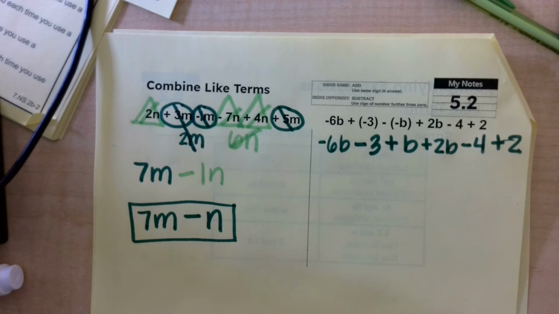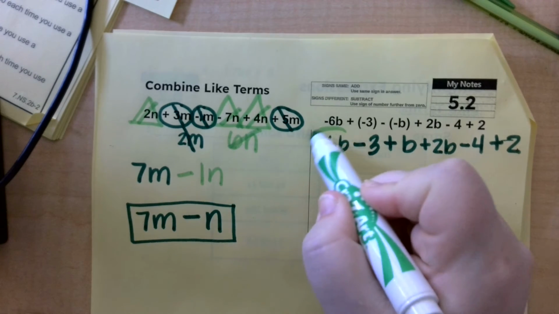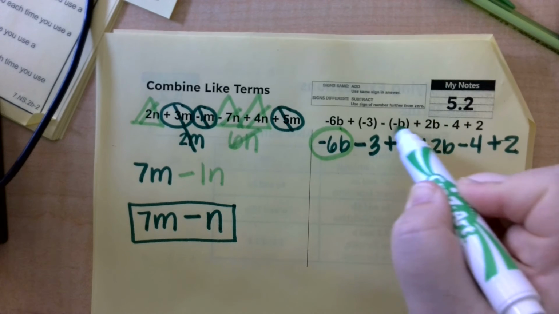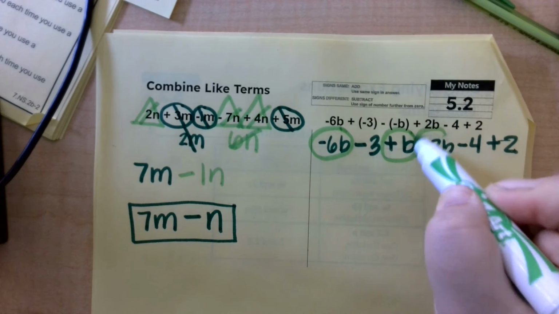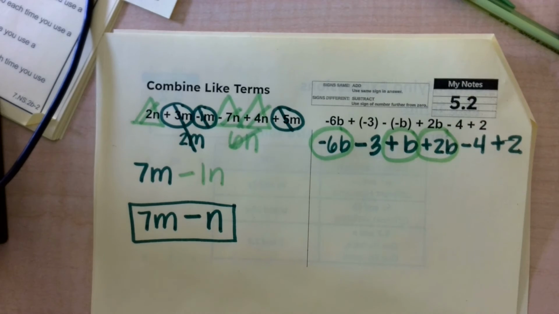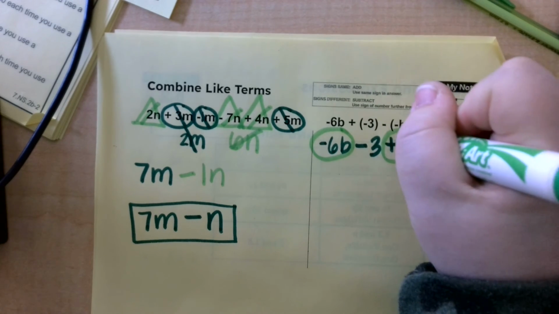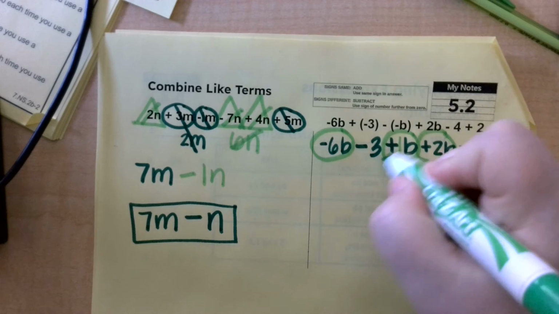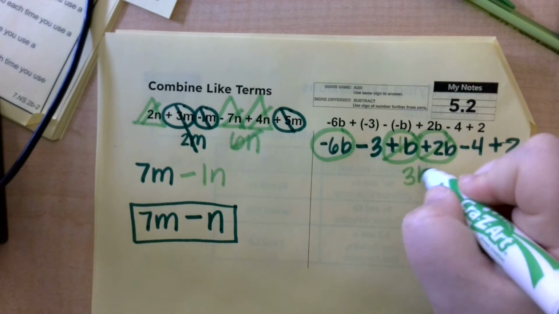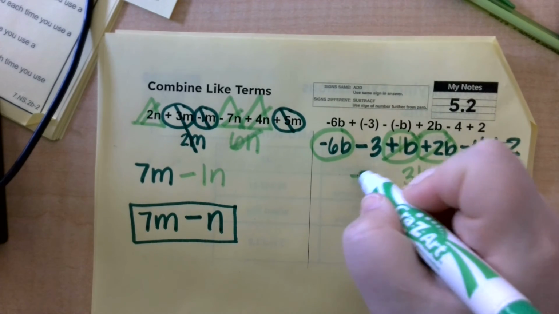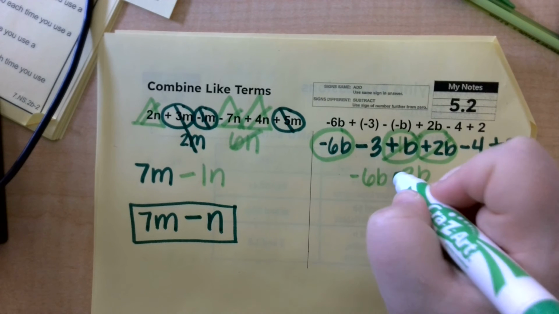So let's circle what we can. In ABC order, the b's come first, and then the numbers come after. So I have negative 6b plus b plus 2b. I'm going to do the positives first. Positive 1b plus 2b is 3b. And I still have the minus 6b.